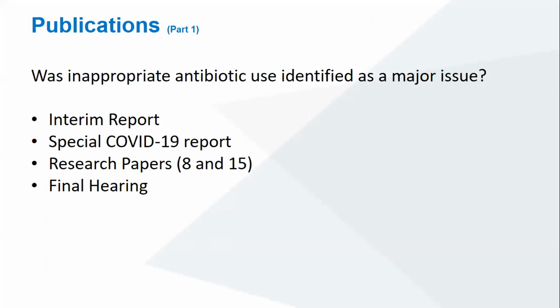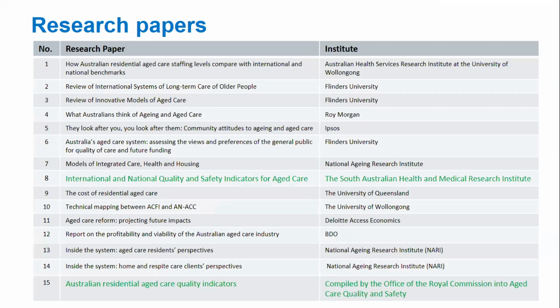So if we look at their publications, we want to answer first: was inappropriate antibiotic use identified as a major issue? We're going to look at, of the 15 research papers, 2 that are relevant to this presentation, and that is the International and National Quality and Safety Indicators for Aged Care, that's research paper 8, and also the Australian Residential Aged Care Quality Indicators, that's research paper 15.